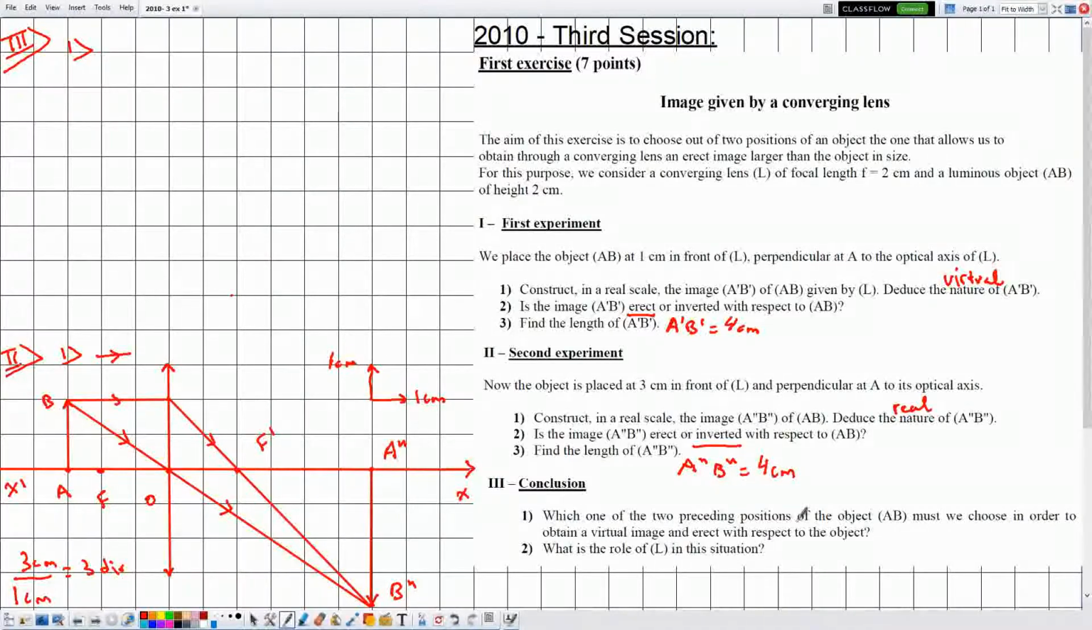So now we are in part 3 of this exercise, which is the conclusion. Which one of the two preceding positions of the object AB must we choose in order to obtain a virtual image and erect with respect to the object AB? So as we can notice, in the first experiment we obtained an image A prime, B prime, which is virtual and erect. Therefore the position corresponds to the first experiment. So the answer will be the position of the first experiment.